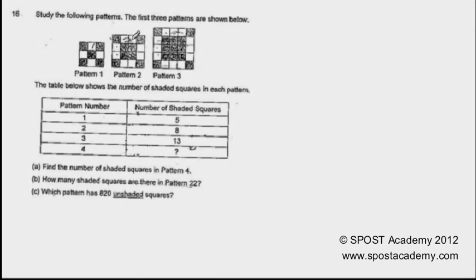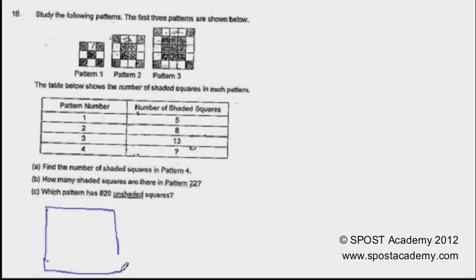So if we are to draw pattern 4, if you realize, pattern 1 actually is a 3 by 3 square. Pattern 2 is a 4 by 4 square, while pattern 3 is a 5 by 5 square, which means that pattern 4 must be a 6 by 6 square. So let's draw this.